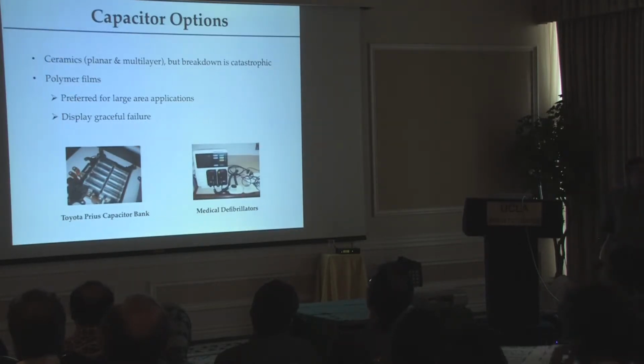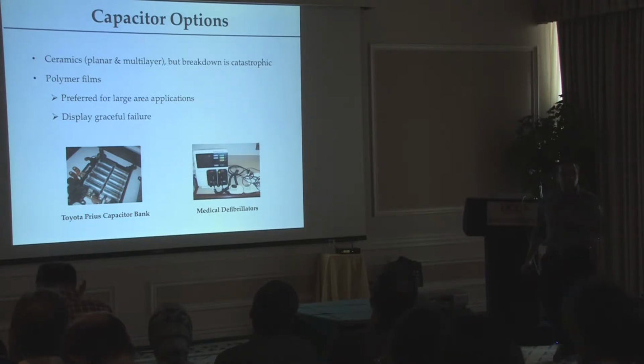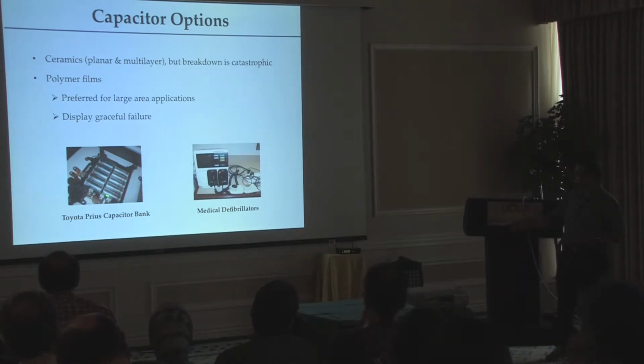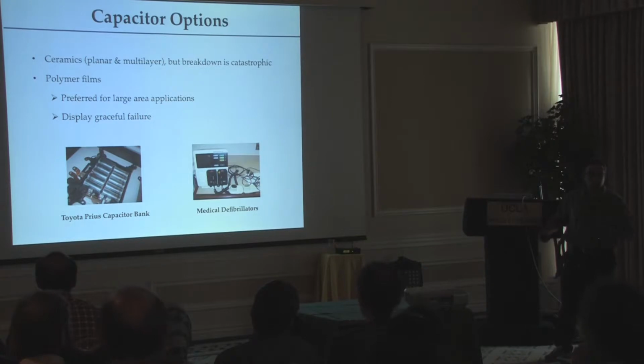What are the options for making such capacitors? Sure, we can use ceramics because they have high dielectric constant, but the problem is that ceramic materials break down catastrophically. Polymer films, on the other hand, when they are metallized and made well, don't fail catastrophically, they fail gracefully, they fail gradually. So that's what you need for many applications such as a capacitor bank in a hybrid car, medical defibrillators, and so forth. Right? So you don't want catastrophic failure, you want graceful failure.